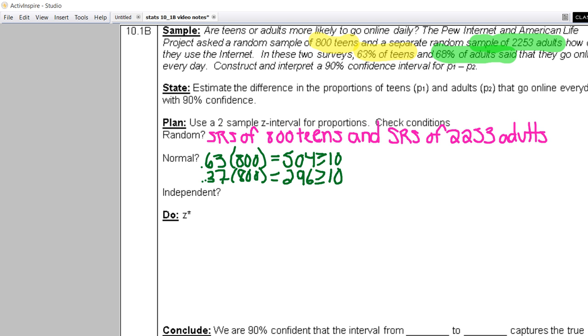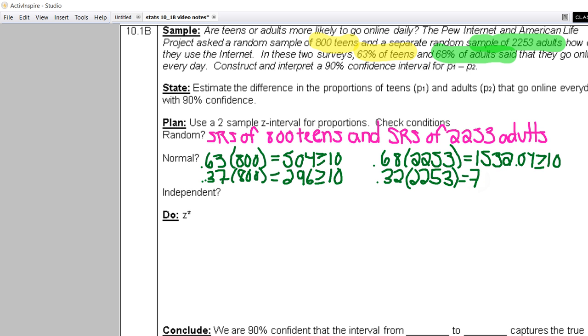And then we have to check the other sample. So 0.68 times 2,253 gives us not an even number, 1,532.04, which is okay because it's still greater than or equal to 10. And then we have the 0.32 times 2,253, which gives us 720.96, which is greater than or equal to 10. So both of them work for us, giving us that we've met our normal condition.